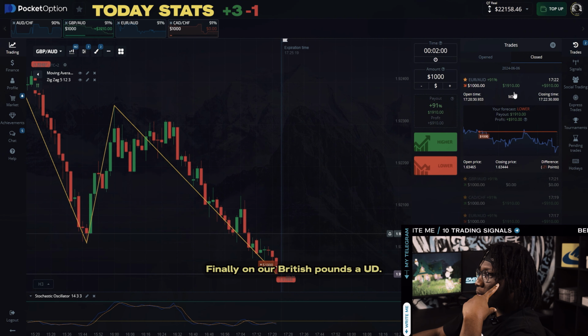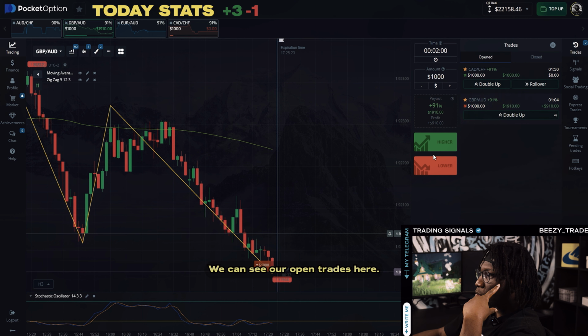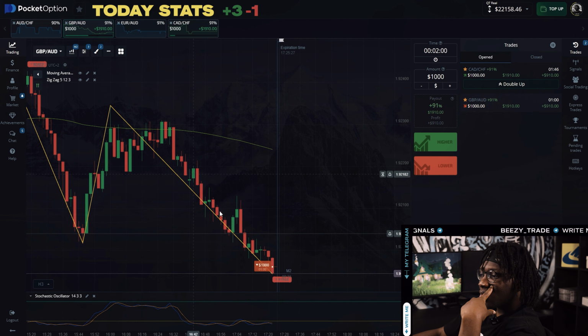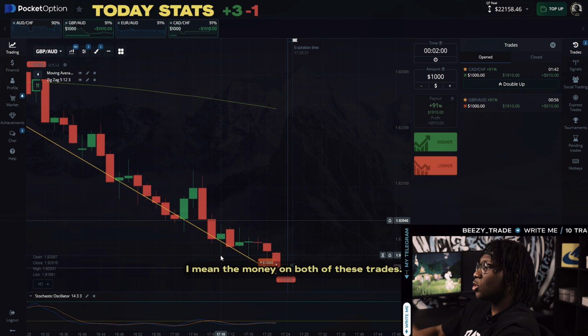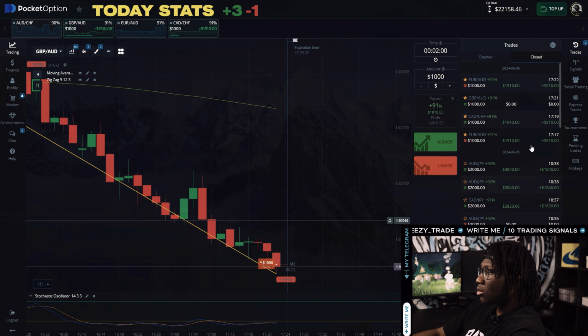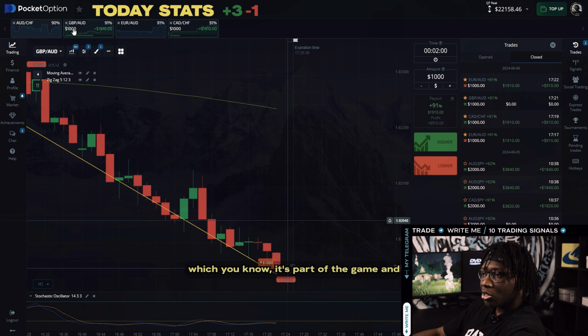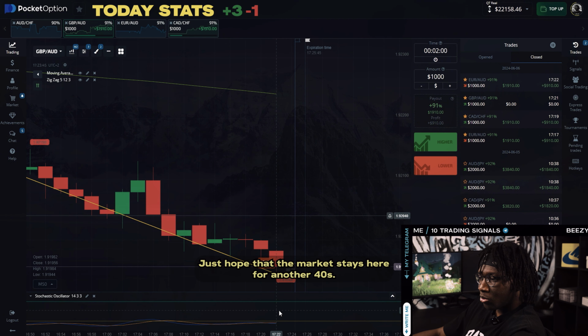Finally, on our British pounds AUD, looks like we are in the money. We can see our open trades here. We're in the money on both of those trades, and that seems to be going well. So we had one loss, which, you know, is part of the game. And right here, we're pretty close. Just hope that the market stays here for another 40 seconds.